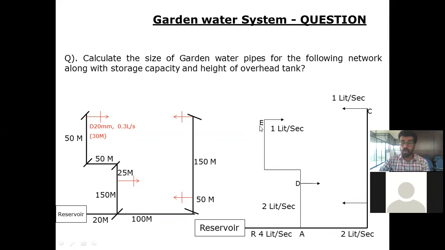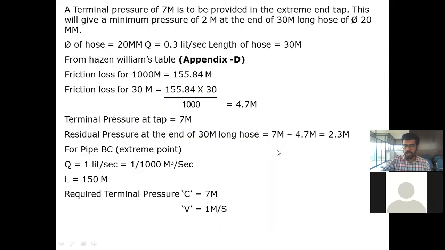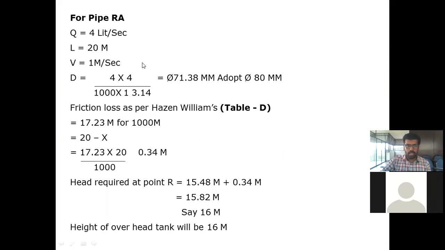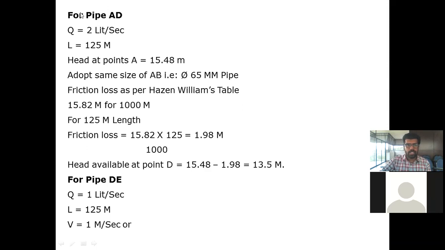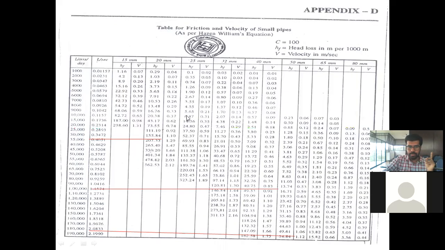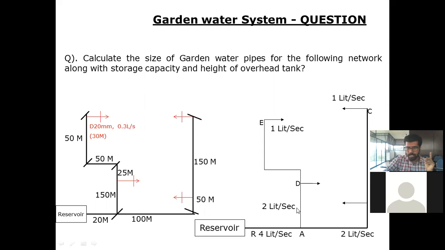Or just for verification, we can see this pipe DA. In this pipe DA, we already know the terminal pressure at A, correct? So we have to reduce it. So after RA, we got 16 meter. Now pipe AD. In the pipe AD, the discharge is 2 liter per second and length is 125. This total length is 150 and this is 25. So this will be 125. Okay, not 150, 125.